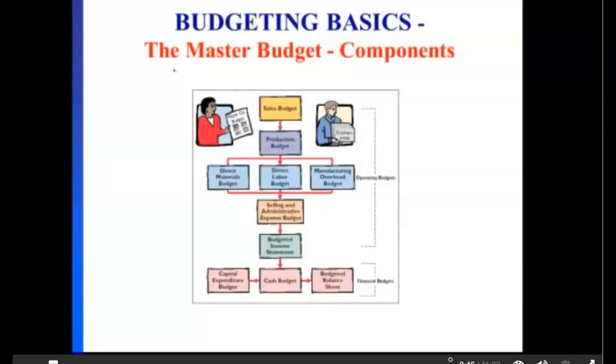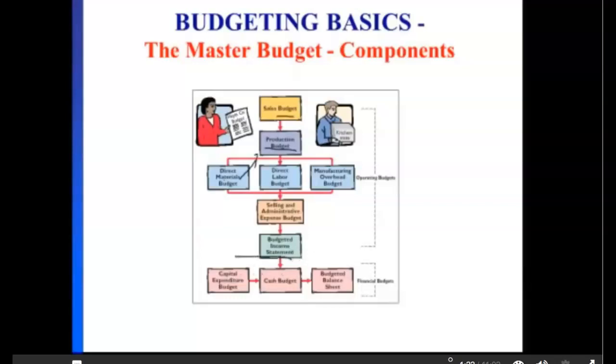So here you have the master budget components. You start off with the sales budget. They tell you what they think you're going to sell for the year. Then the production manager produces enough to meet the sales budget. Then the purchasing manager must get enough material to meet the production budget. The production manager must make sure he has enough direct labor, and then they do the manufacturing overhead budget. Those are the different areas in the manufacturing plant. Then there's the selling and admin expense budget. And when you take all that together, what you have is a budgeted income statement.